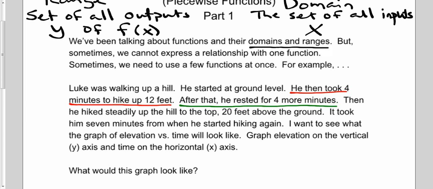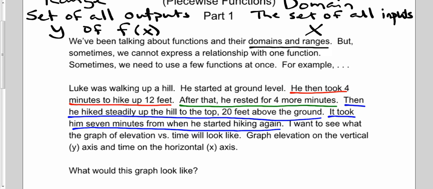Now, if he's resting while walking up a hill, that means he's not going up or down. Then he hiked steadily up the hill to the top, 20 feet above the ground. It took him 7 minutes from when he started hiking again. Keep underlining in blue. I want to see what the graph of elevation versus time will look like.